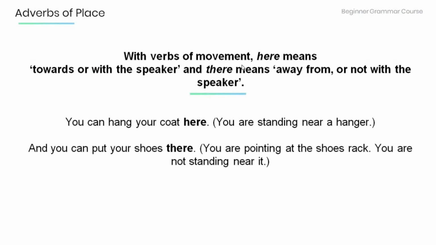And with verbs of movement, here means towards or with the speaker, and there means away from or not with the speaker. Have a look at the examples below. You can hang your coat here. The adverb of place here tells us that you are standing near the hanger. And in the sentence, and you can put your shoes there. The adverb of place there tells us that you are pointing at the shoes rack. You are not standing near it.